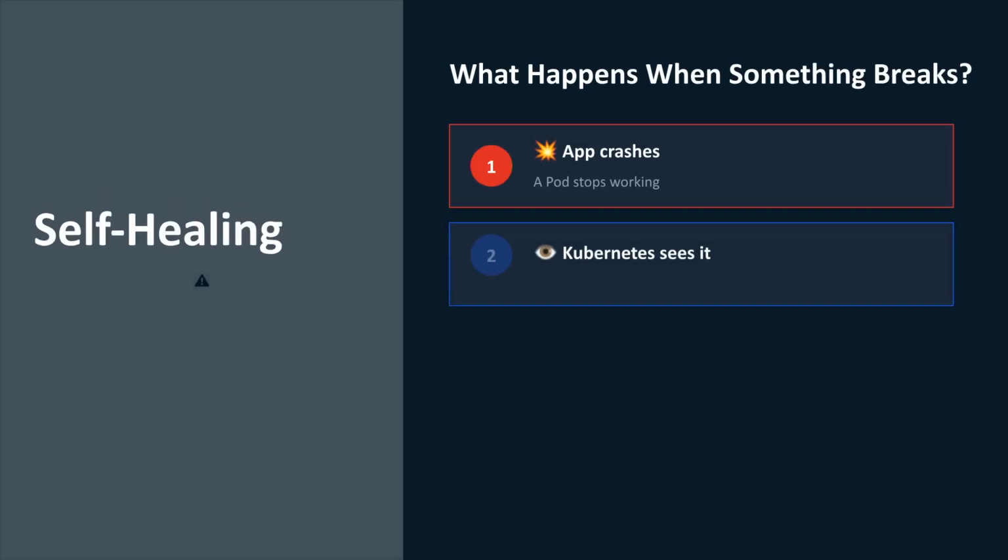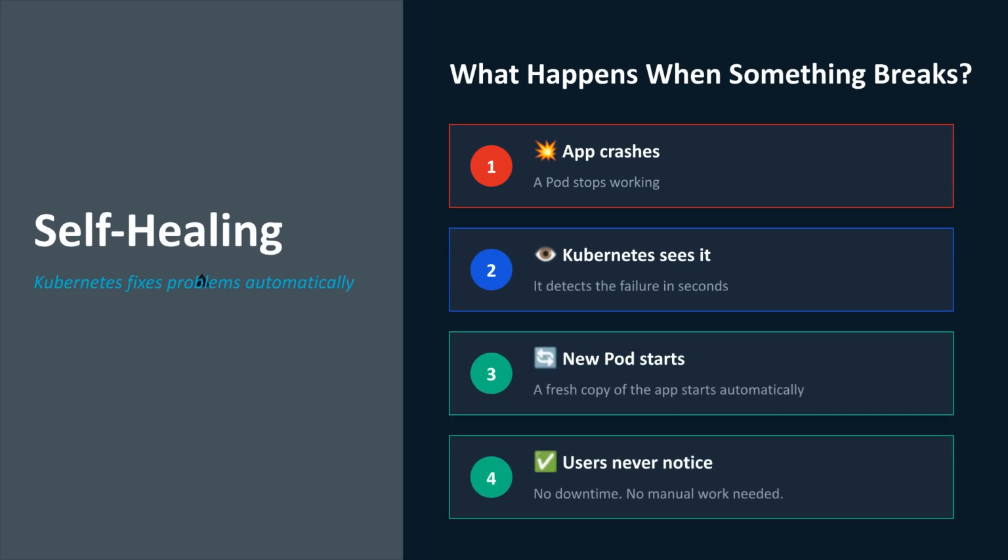Kubernetes features self-healing. If an app crashes, Kubernetes sees it immediately, starts a new pod, and users never notice any downtime. This happens automatically, eliminating manual fixes.